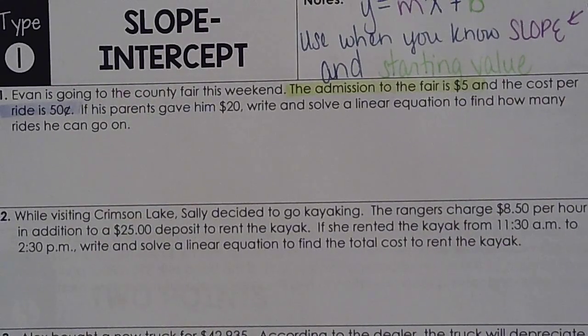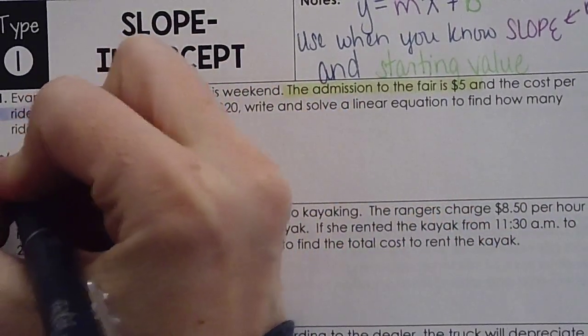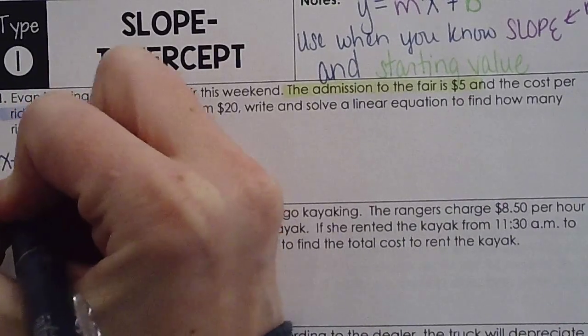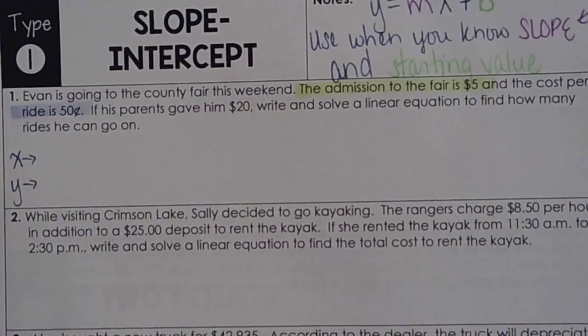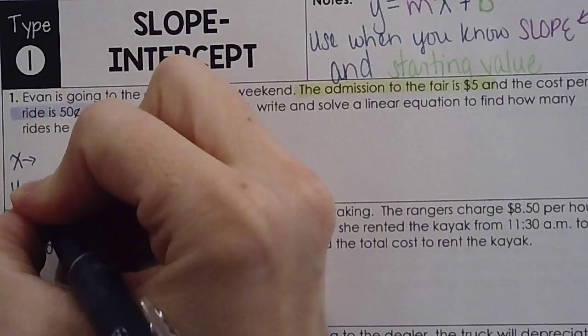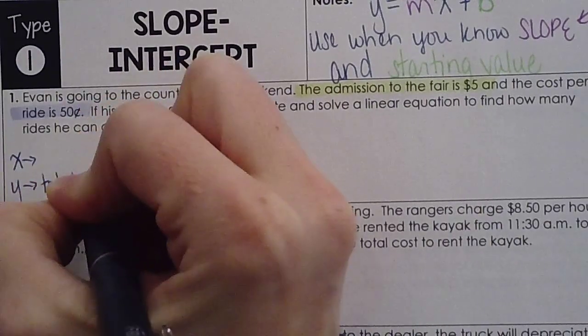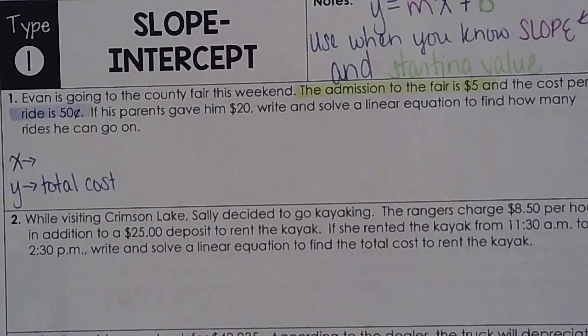To write my equation, I only want the base information. Evan is going to the fair. Admission is $5, and the cost per ride is 50 cents. So here's what we have to come up with. We have to decide what x means and what y means in our equation. Okay? X is our input, y is our output. And we're talking about how much money it costs to go to the fair. So our output, every time we calculate the equation, y is going to be his total cost. How much money he has spent to get into the fair and ride some rides.